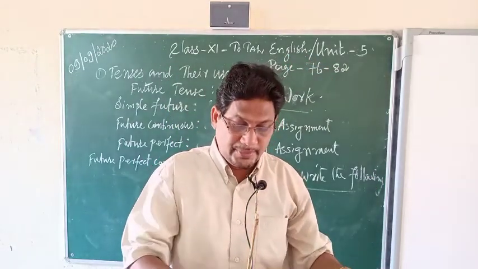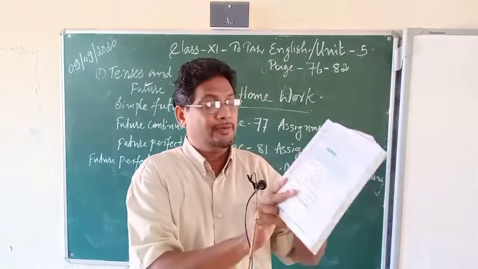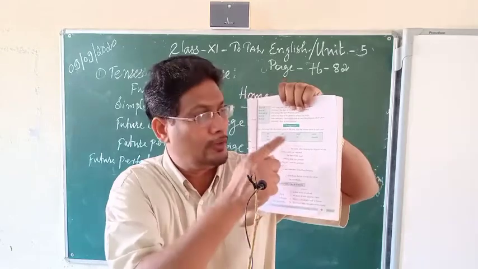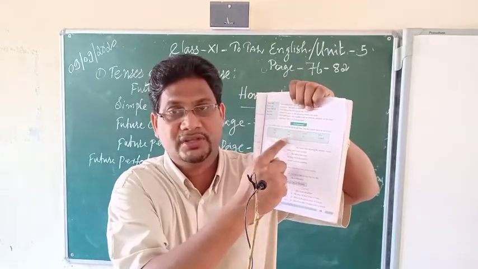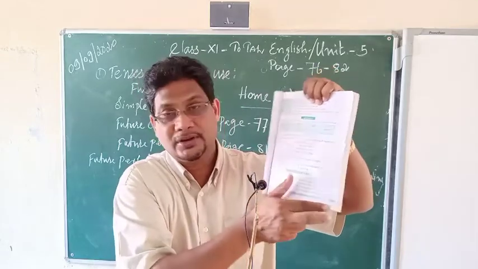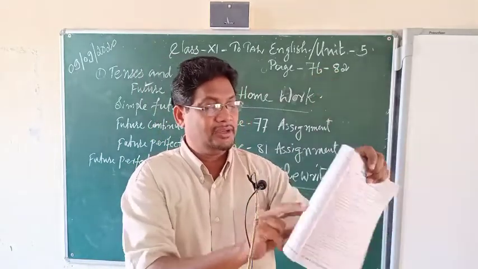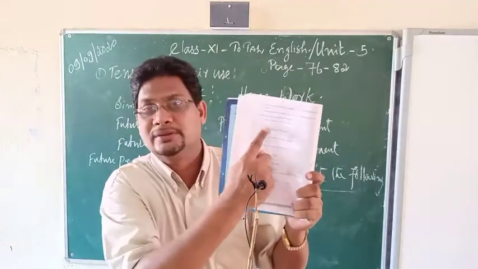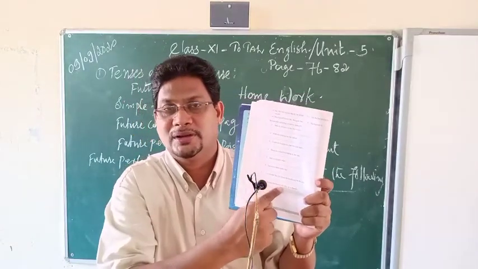Then on page number 81, you will find this one, page number 81. This one is your homework. See, already answers are given here. You have to make the right selection. Then page number 81, then page number 82. The last thing, that is, see this one. This is your homework. All right.